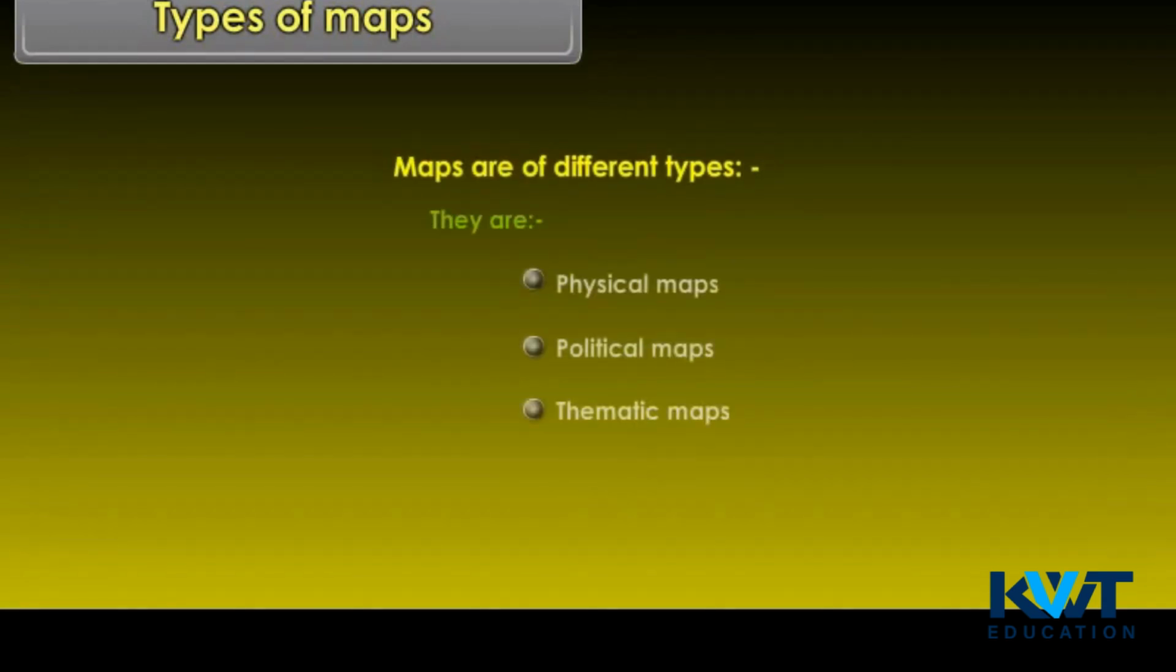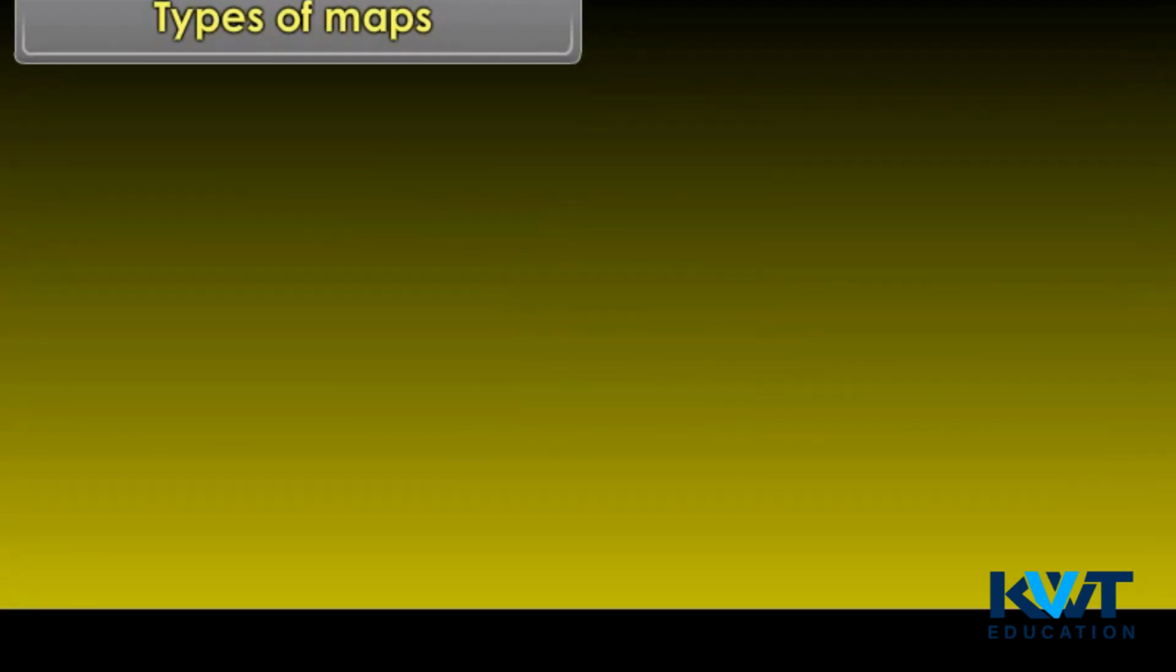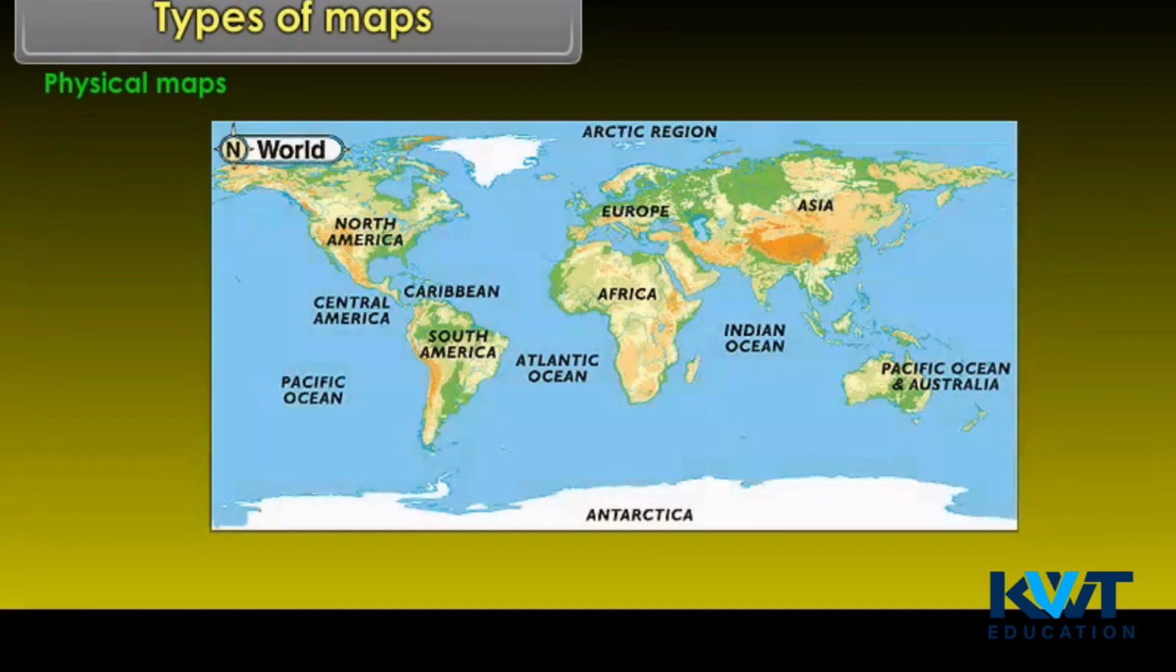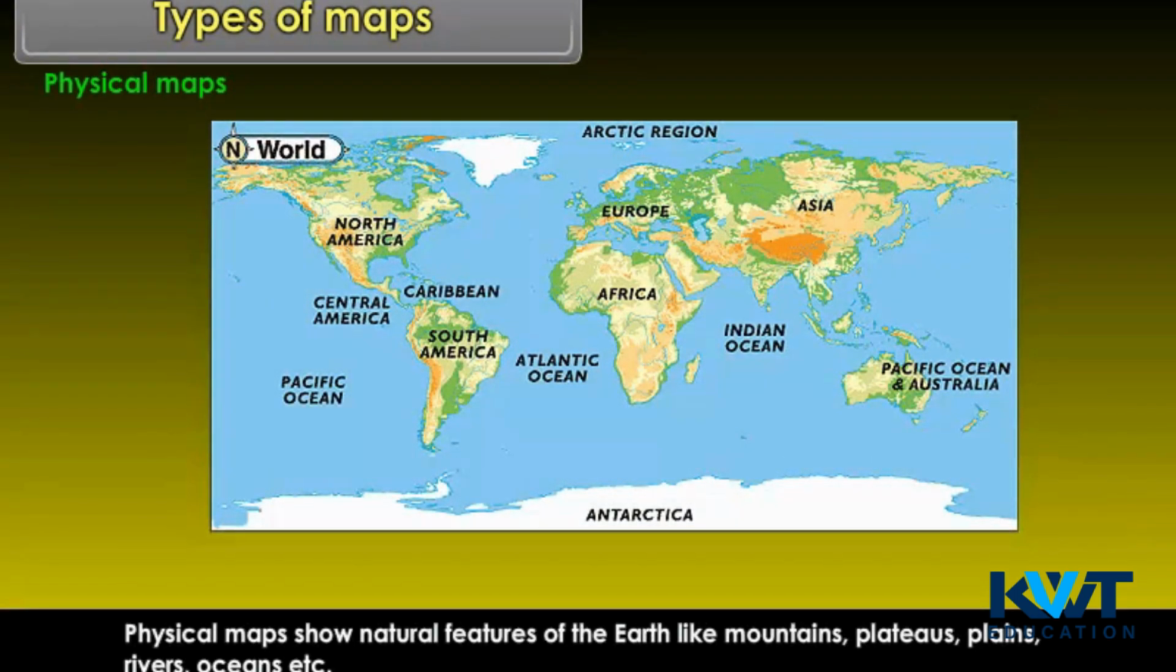Types of maps. Maps are of different types. They are physical maps, political maps, thematic maps. Physical maps. Physical maps show natural features of the earth like mountains, plateaux, plains, rivers, oceans, etc.